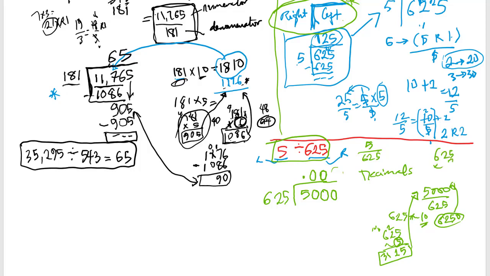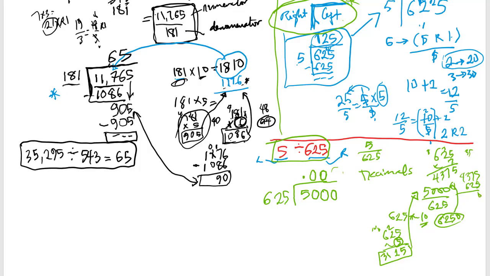625 times 7. 7 times 5 is 35, right? 5 carry 3. 7 times 2 is 14. 14 plus 3 gives you 17. 7 carry 1. 7 times 6 is 42. 42 plus 1 is 43. So you can see that 4375 is close to 5,000, such that if you add 4375 to 625, you should get a number.